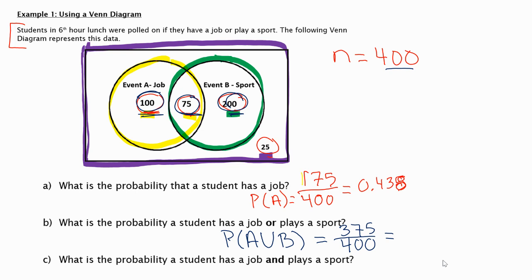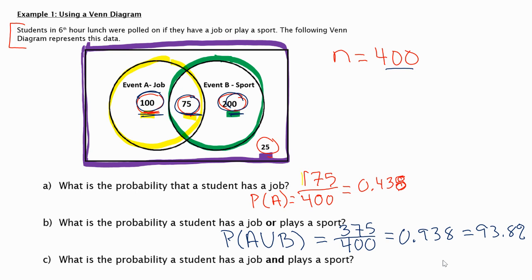And if I divided it out, we would get 0.938. So basically what that means is 93.8% of the students had a job or were in a sport. If I wanted to turn it into a percent, you just multiply by 100.